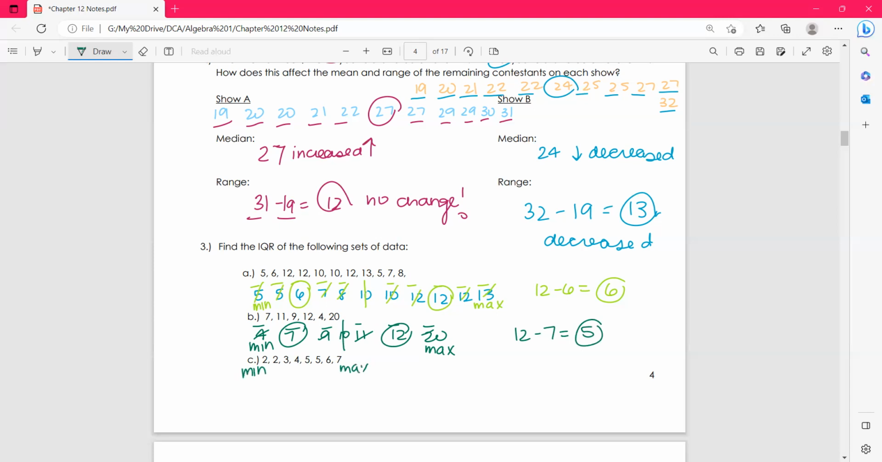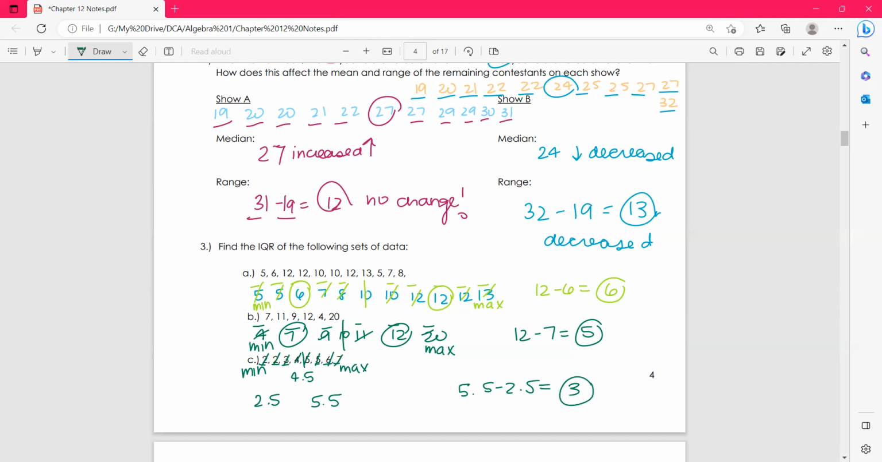Max is here at 7. Median. Notice I don't cross them out because then it makes it really difficult to see. And we need to see these numbers. Q1 is 2.5. Q3 is 5.5. So my IQR is 3.